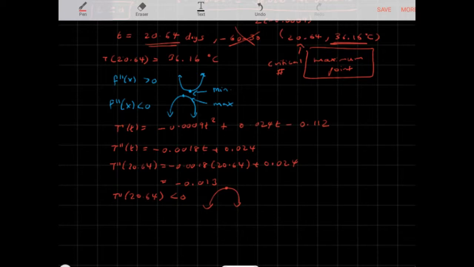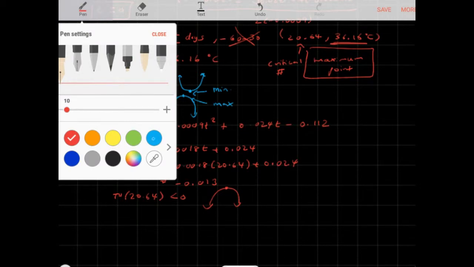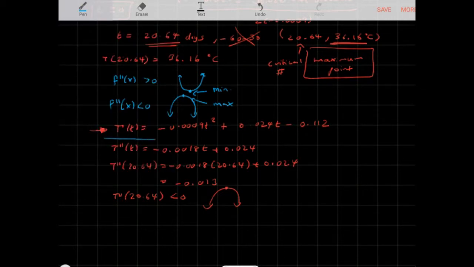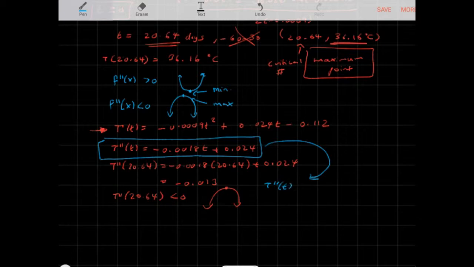Now, to find a maximum of a rate of change, you actually need to find the derivative of the rate of change function. This is basically our rate of change function, T prime of t, and the derivative of the rate of change function is indicated in the second derivative. So this is your derivative of the rate of change function. If you want to find the maximum, you find the critical value of this.